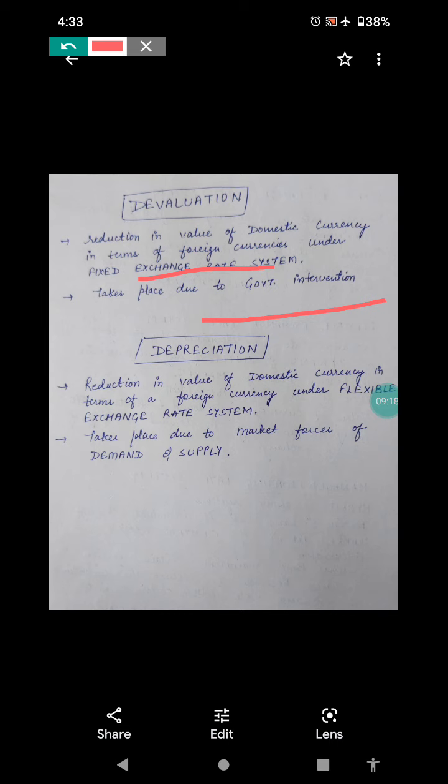While depreciation refers to reduction in the value of domestic currency under flexible exchange rate system, that is determined by the forces of demand and supply. So devaluation corresponds to the fixed exchange rate system, and depreciation corresponds to the flexible exchange rate system.